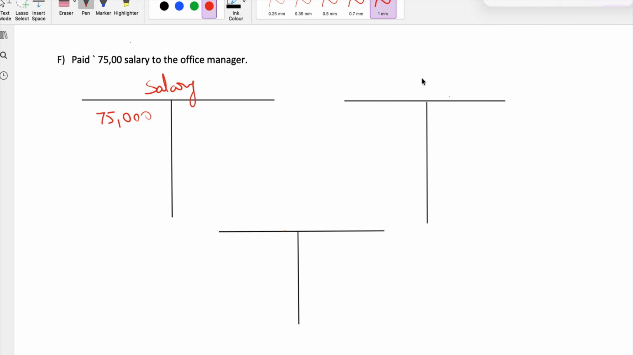So since it is an expense, it is paid through cash. So cash account already has a credit of 2 lakh 75,000, and this 75,000 is salary. Okay, so expense is debited and decrease in asset is credited. Okay, debit and credit corresponding entry.